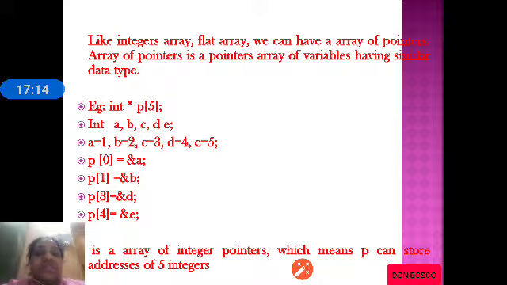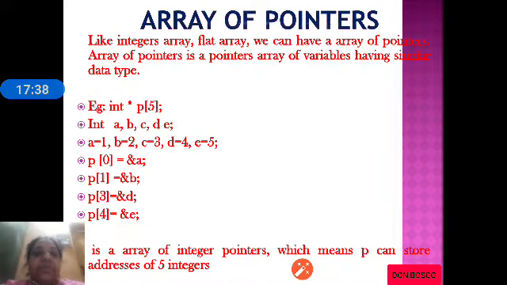A group of addresses are stored at p[0], p[1], p[2], p[3] and p[4]. p[0] stores the address of a, p[1] stores the address of b, similarly p[2] stores the address of c, p[3] stores the address of d, and p[4] stores the address of e. So now you are seeing an array of pointers. This is how, like an integer array or a float array, we can create a pointer array.